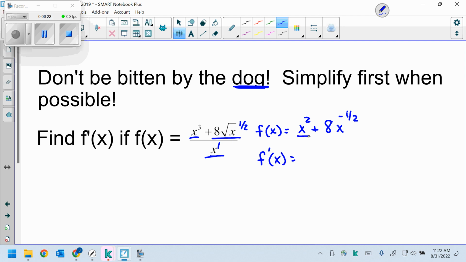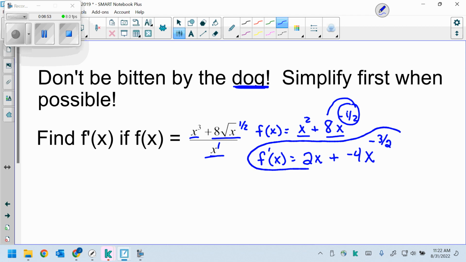Well, find the derivative of each of these two terms separately, and make sure you add the results. 2x plus, okay, bring the negative a half around front, negative 4, x to the, now let's make this smaller by 1, negative 3 halves. To leave it like that is absolutely fine. That might be what you get.